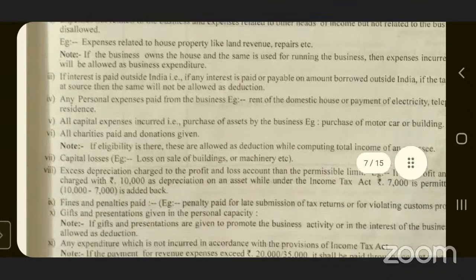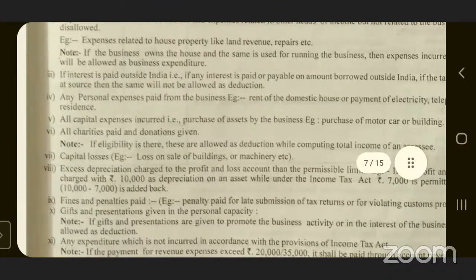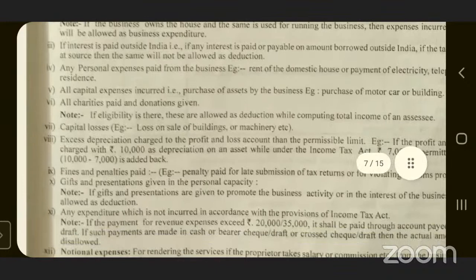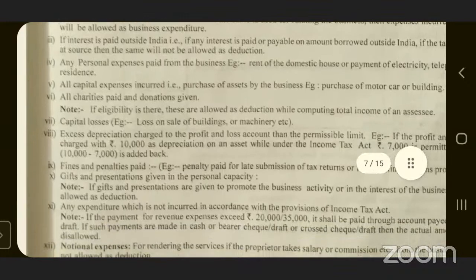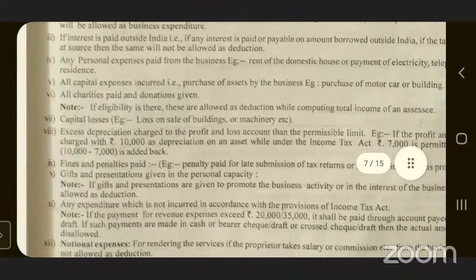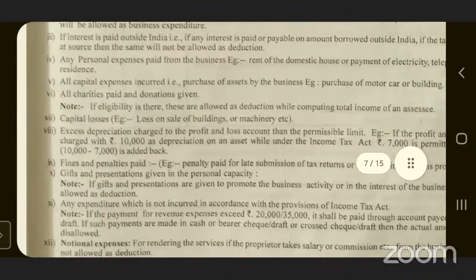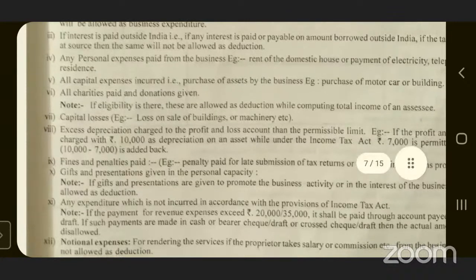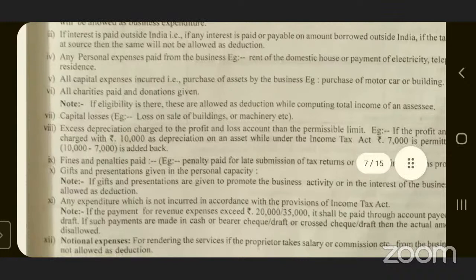Next, any capital losses and also any depreciation charged excessively. How we will come to know it as excessive? Means whatever we deducted, that amount is greater than the amount allowed by the income tax authorities. That is called as excess depreciation. That need to be added back.